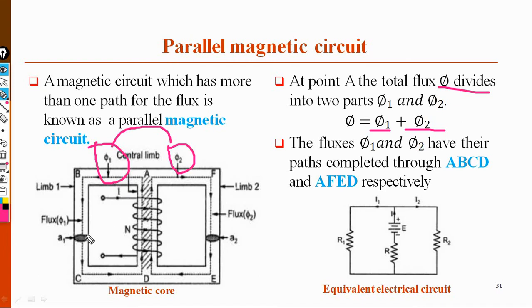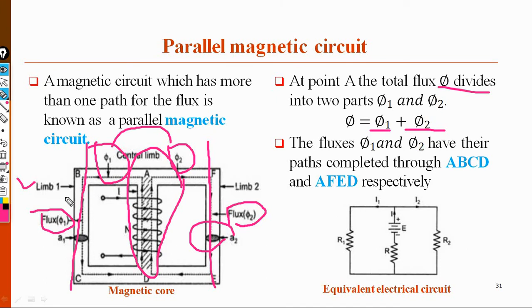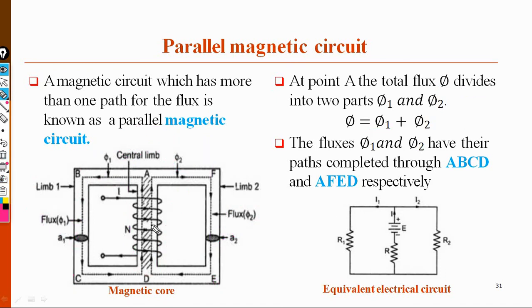The cross sectional area of this circuit is A1, and the cross sectional area of this circuit is A2. Then flux phi 1 is present in one circuit and flux phi 2 is present in the other circuit. Now this is the first limb, this is the second limb, and this is the central limb, and a number of turns are wound on the central limb.